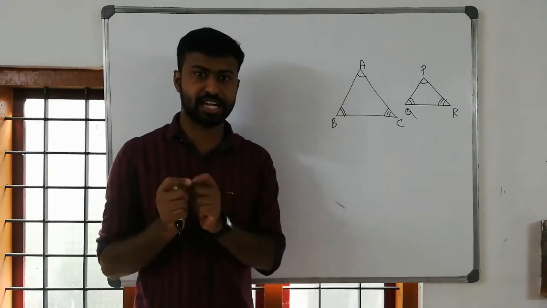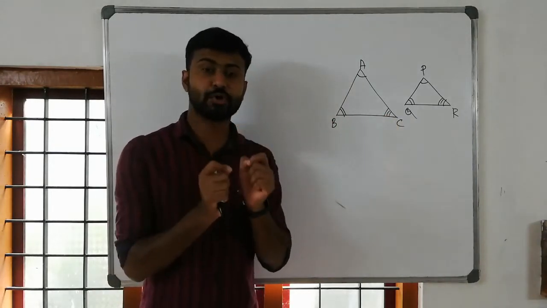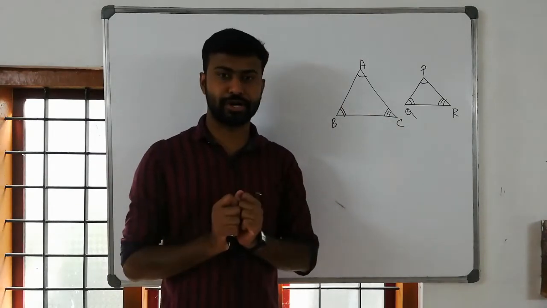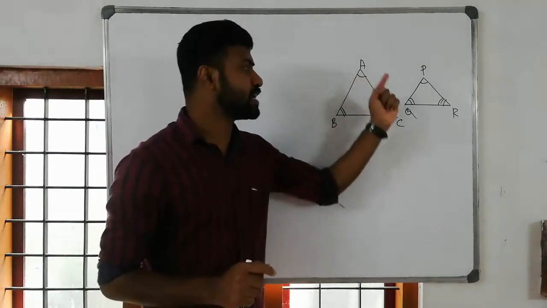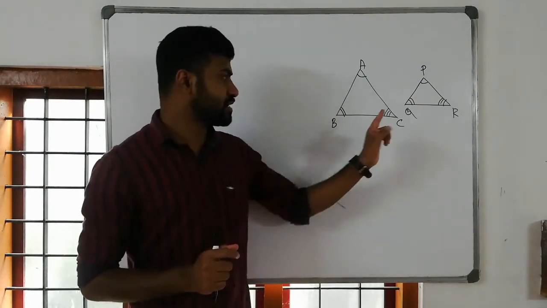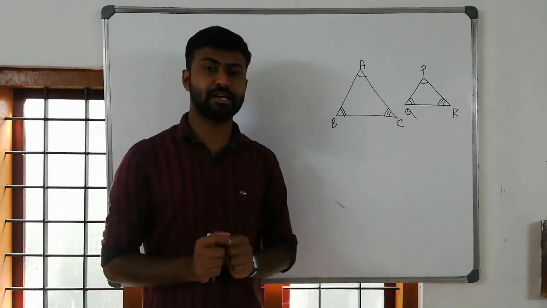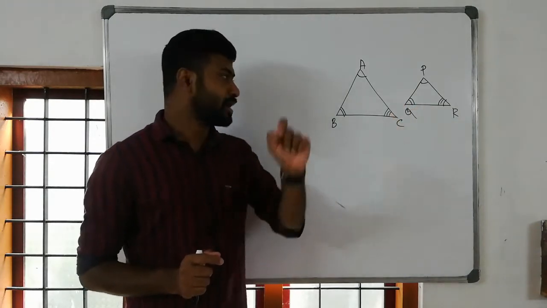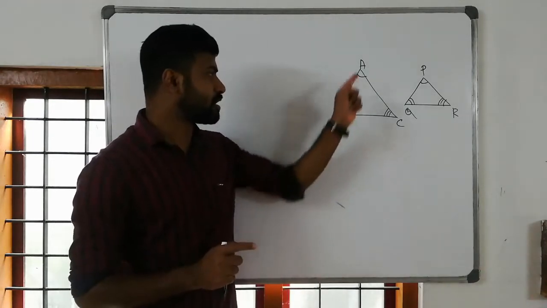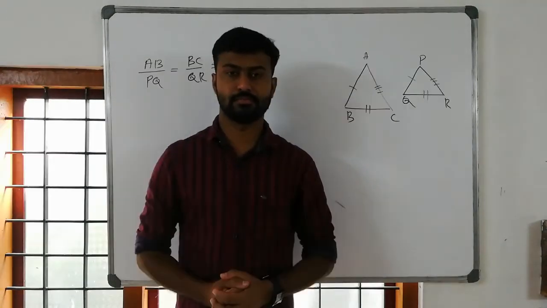So let's consider the second angle. Second angle is angle B and angle Q. Therefore the sides opposite to angle B and angle Q are corresponding sides. That is AC and PR are corresponding sides. Third one, consider the third angle. Here C is the third angle, here R is the third angle. So the sides opposite to angle C and angle R are corresponding sides. So here AB and PQ are corresponding sides.